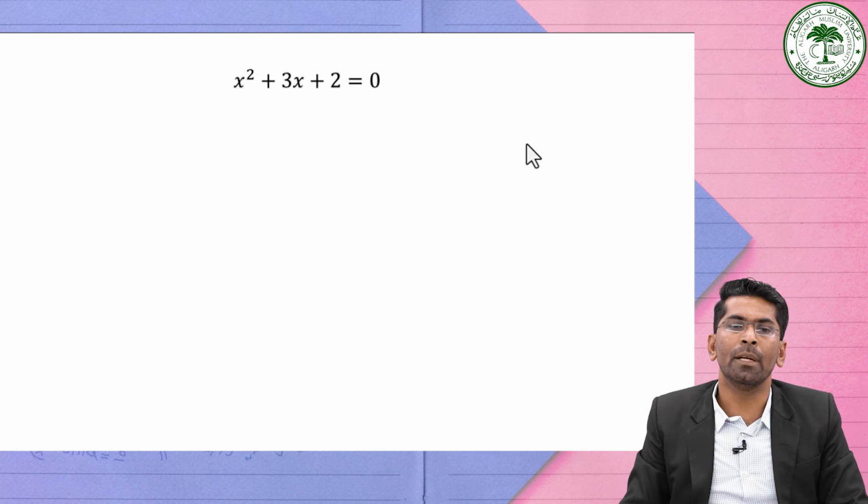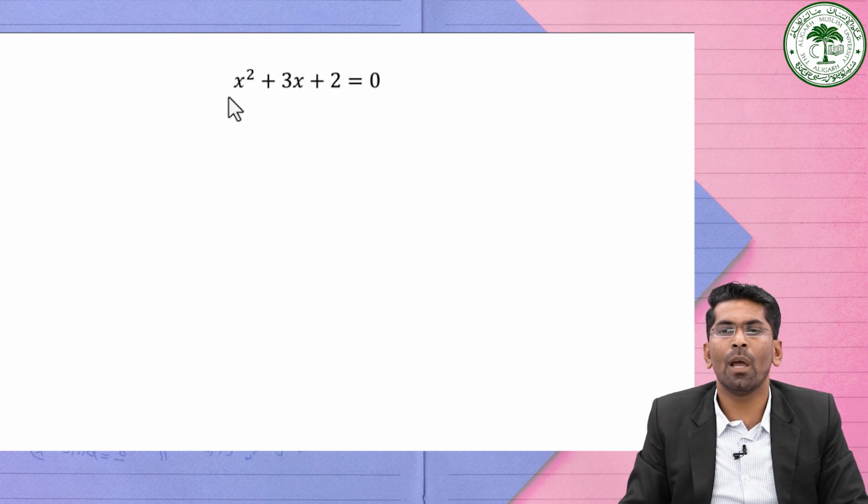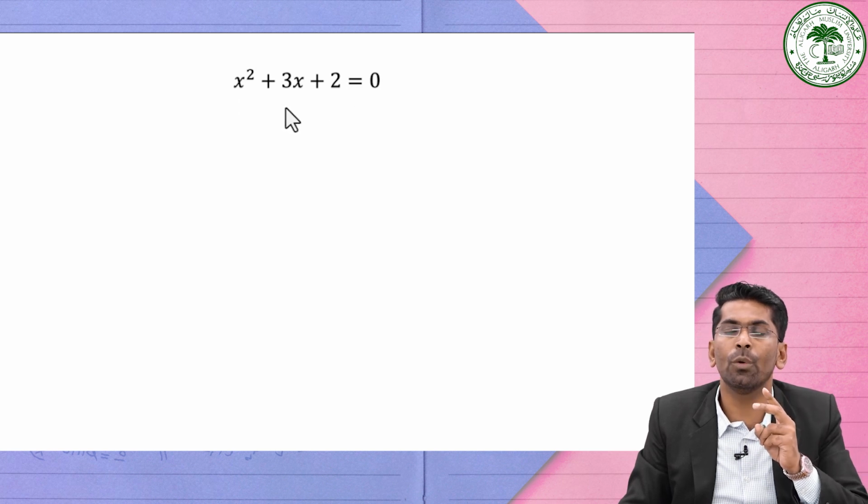Consider another example. See, x square plus 3x plus 2 is equal to 0. So now here a is equal to 1, b is equal to 3 and c is equal to 2. Now we want to solve this equation by using the factorization method. We want to find two numbers whose product is 1 into 2, that is 2, and whose sum is the term b, that is 3.